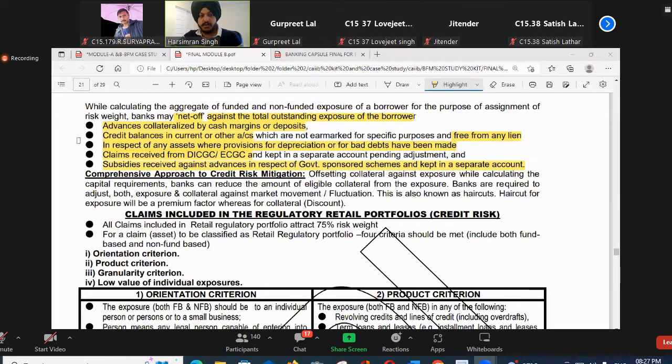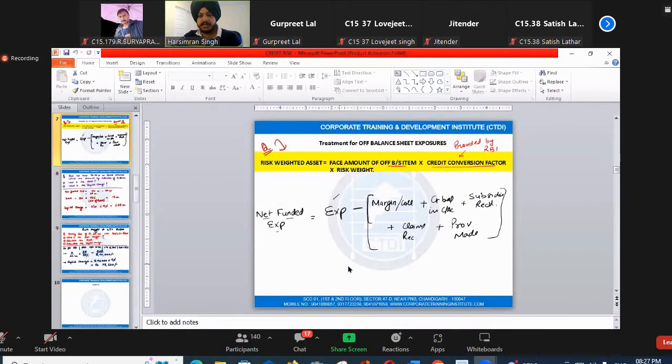Now all these things you have to remember, because most of the people cannot remember all this theory. I made you write it down in this formula. So what is the net funded exposure? It is whatever loan exposure you give, minus any margin or collateral you have taken, any credit balance in the current account, any subsidies or claims received from the government, or any provision you have made. Is that clear? Yes or no?